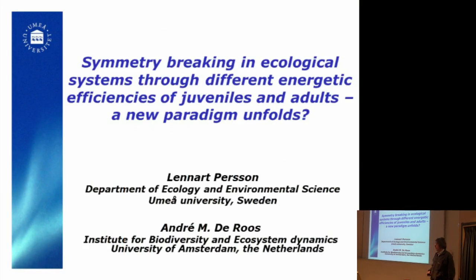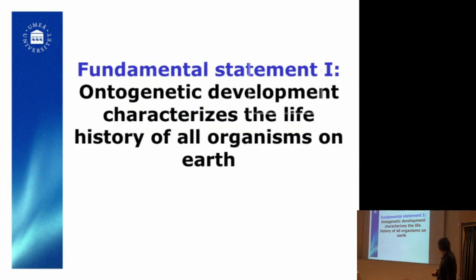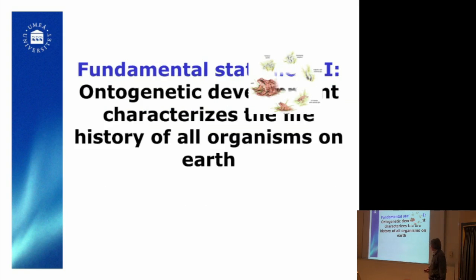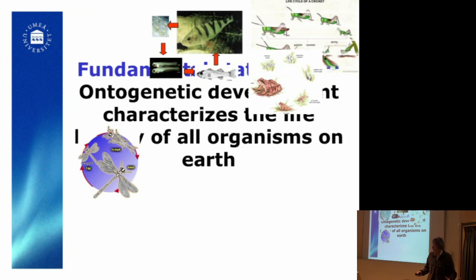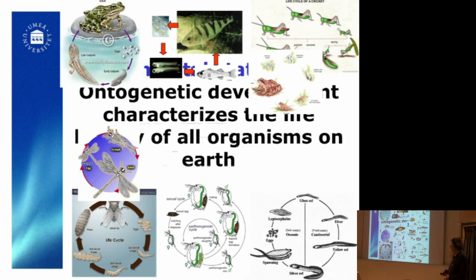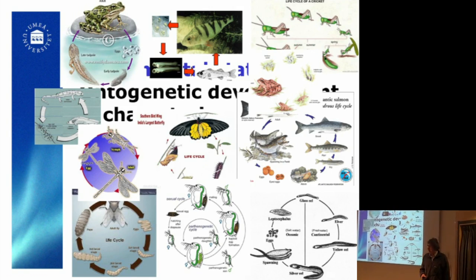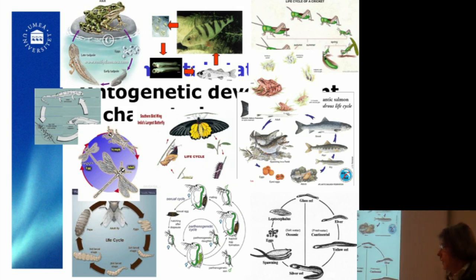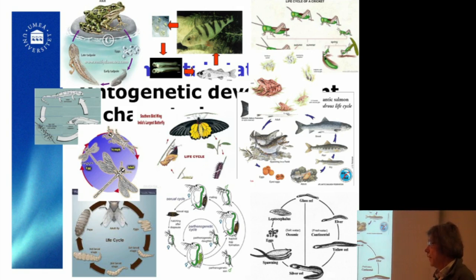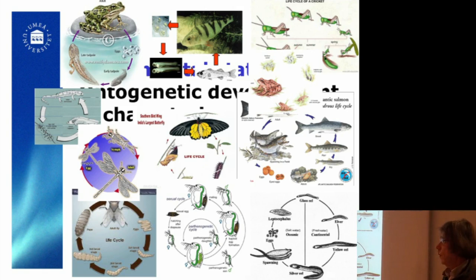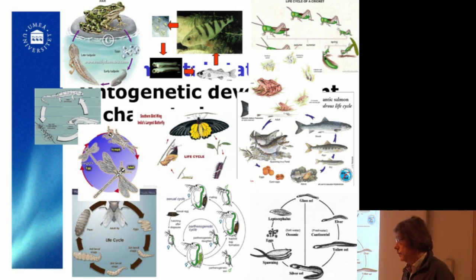To start with, I will just give a couple of fundamental statements. The first fundamental statement is that ontogenetic development characterizes the life history of all organisms in the world. This is obvious because if you look at different taxa, among animals more than 85% undergo metamorphosis. So we have quite a bit of ontogenetic development. Even if you look just at vertebrates, due to the dominance of fish, amphibians and reptiles, still the majority of organisms have a substantial juvenile period.